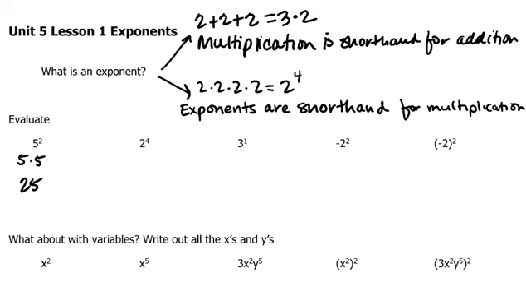All right, so 2 to the 4 is 2 times 2 times 2 times 2, which is going to be 16. 3 to the 1 is just 1 power of 3, which is 3. And then over here, we've got a couple of these that are often confused.